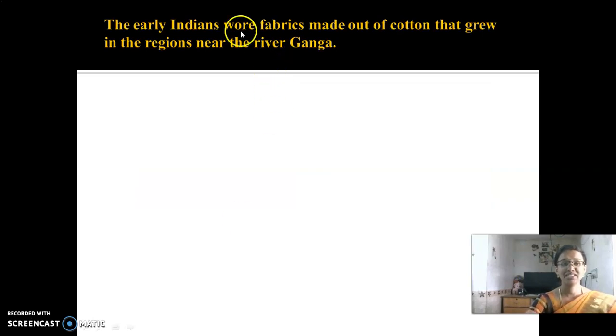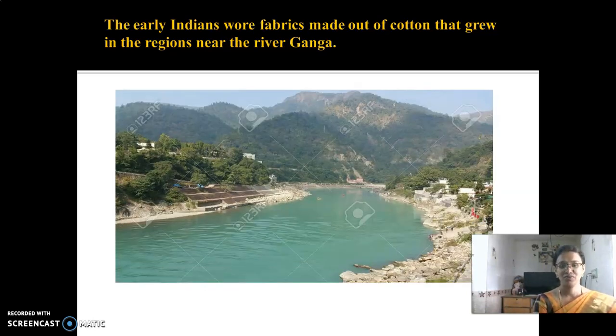Afterwards, what happened? The early Indians started to wear fabrics made out of cotton that grew in the regions near the river Ganga. First, they used leaves. Afterwards, they started to use animal skin. And then only people started to wear fabrics, that is, cloth which is made up of cotton. First, this was started near the river Ganga.